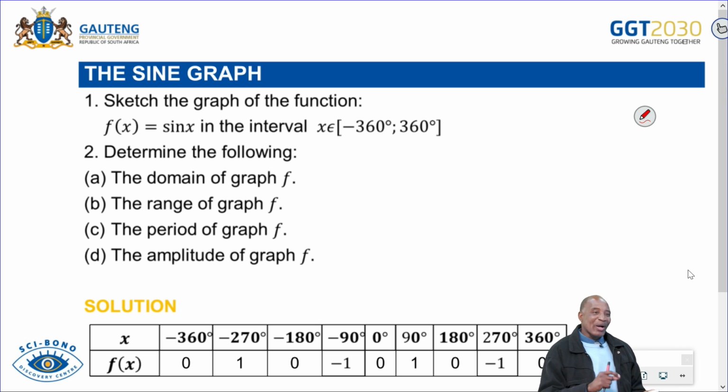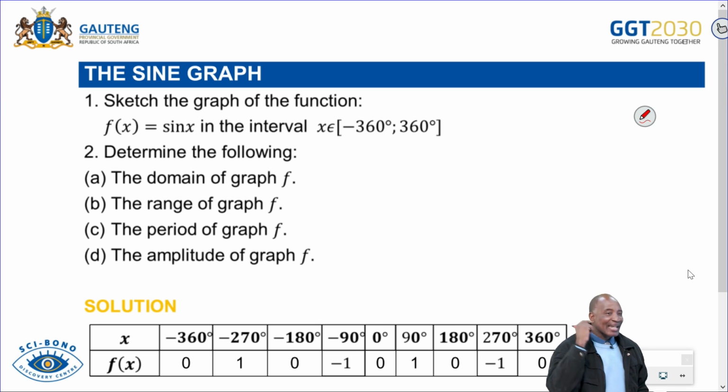So I want to complete this table. I'm given the domain. The domain is x is an element of negative 360 degrees to 360 degrees. So I have negative 360, plus 90 goes to negative 270, plus 90 goes to negative 180 degrees, plus 90 goes to negative 90, and so on until I get to 360. That's how I define the values of f of x, which is basically your y.